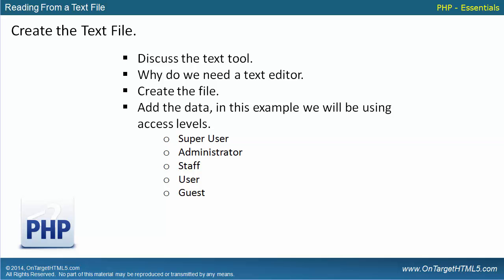We're going to create the file and store it in that data directory that we just created. Inside that file, we're going to create some user access levels called superuser, administrator, staff, user, and guest. That's the actual data that we're going to read from that text file into our PHP program, which will be displayed in our browser. So let's go ahead and open up our text editor.